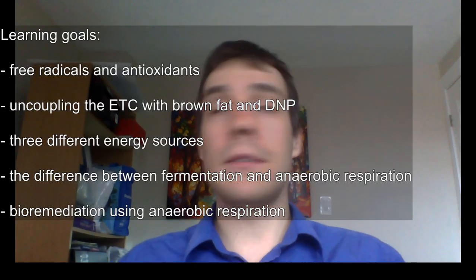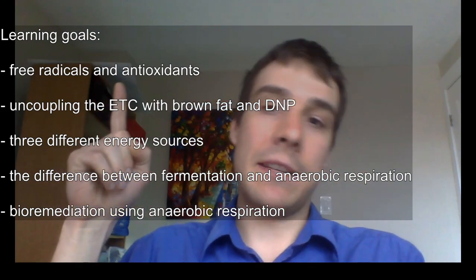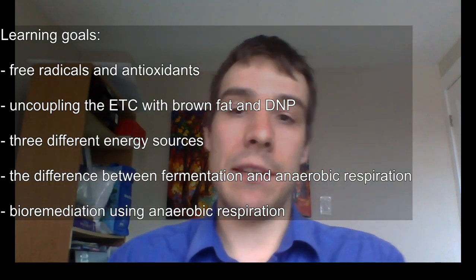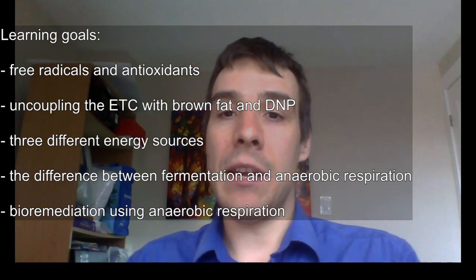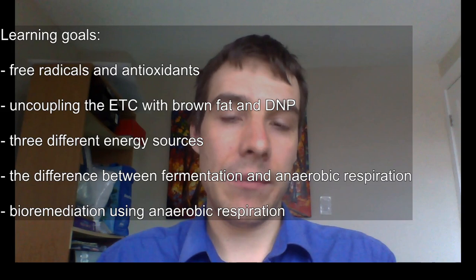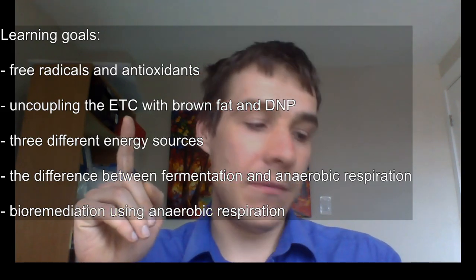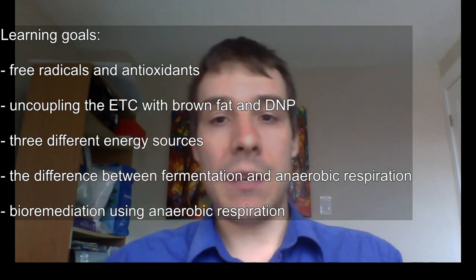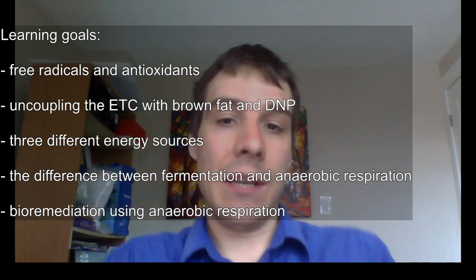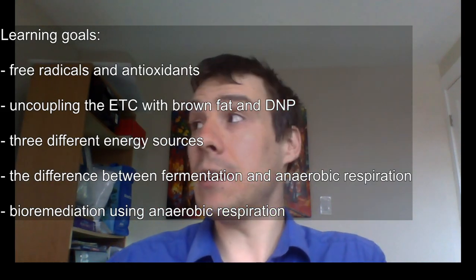Here's today's learning goals. First off, we're going to talk about free radicals and antioxidants. You've probably heard of antioxidants and superfoods, like blueberries and whatever. We're going to talk about what those are and why they're important. We're going to talk about uncoupling the electron transport chain with stuff called brown fat and also this drug called DNP. We're going to talk about the three different energy sources that humans can use depending on how much effort we need to put out.